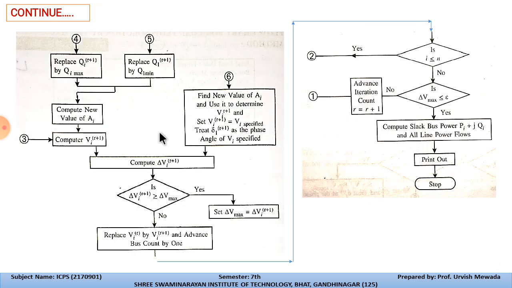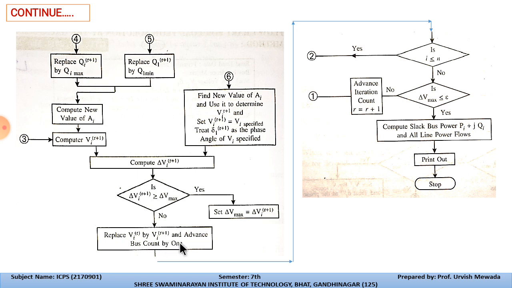And after that, compute delta Vi^(r+1). As we go to the next consecutive buses, the voltage will change, and after this computation we have one condition: is delta Vi^(r+1) greater than or equal to delta V max? If it is yes, then set delta V max equal to delta Vi^(r+1).